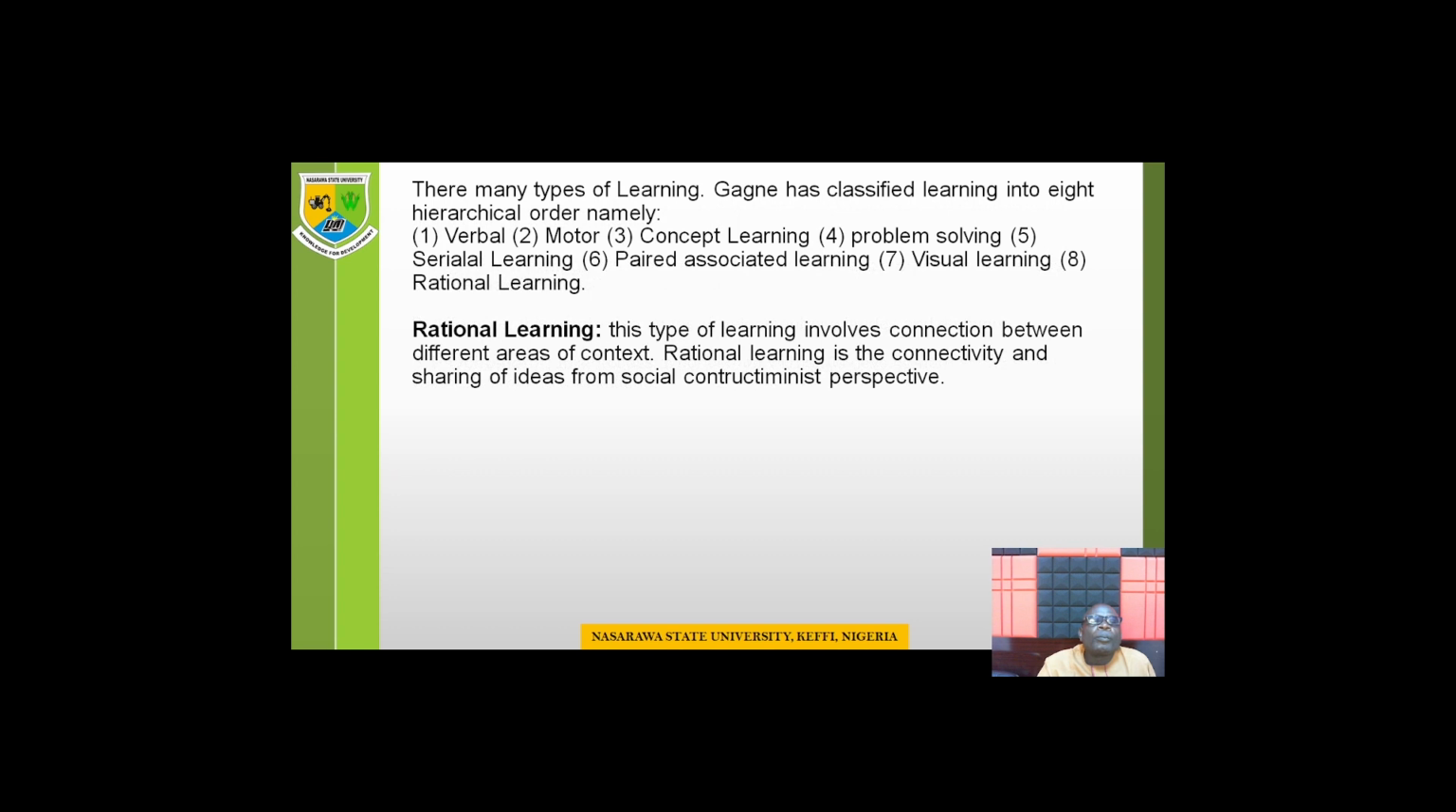Others are 1, verbal learning. 2, motor learning. 3, concept learning. 4, problem solving. 5, serial learning. 6, peer associate learning. 7, visual learning. Then number 8, we have rational learning. In rational learning, this type of learning involves connection of an object from one object to another. Rational learning is the connectivity and the sharing of ideas from social construction perspectives.